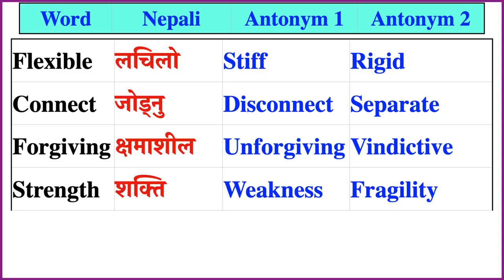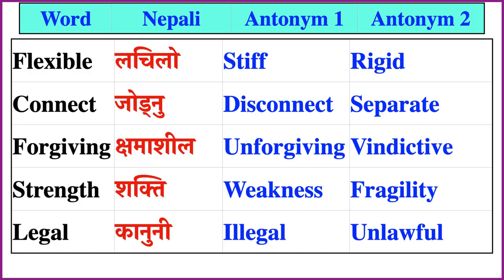Strength भनेको शक्ति अथवा बल. And then antonyms are weakness and fragility. Legal भनेको कानुनी. And then antonyms are illegal and unlawful.